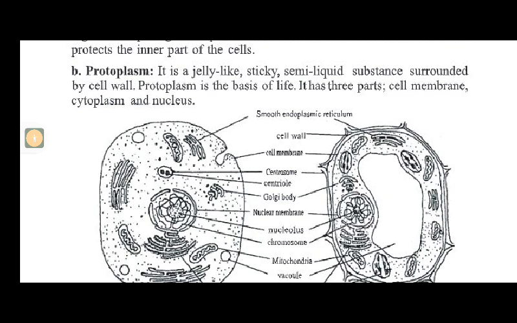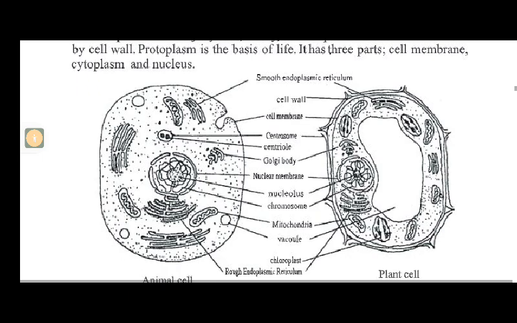Protoplasm. It is a jelly-like, sticky, semi-liquid substance surrounded by the cell wall. Protoplasm is the basis of life. It has three parts: cell membrane, cytoplasm, and nucleus.